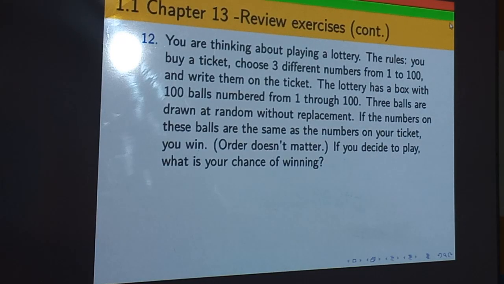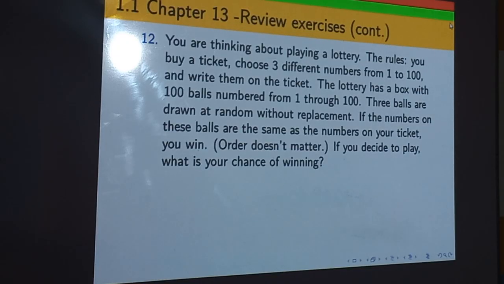Let's look at this. You are thinking about playing a lottery. The rules: you buy a ticket, choose 3 different numbers from 1 to 100 and write them on a ticket. The lottery has a box with 100 balls numbered from 1 to 100. 3 balls are drawn at random without replacement. If the numbers on the 3 balls are the same as the numbers on your ticket, you will win.